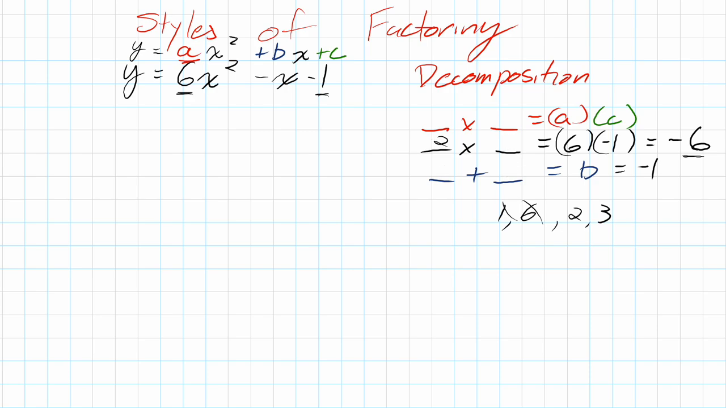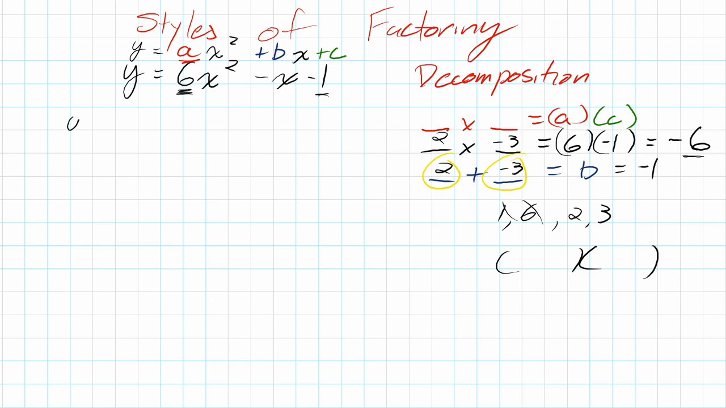We'll switch our way around again. 2 times negative 3 still gives us negative 6. And 2 plus negative 3, that gives us our negative 1. So there we go. We have got our two terms, 2 and negative 3. But unlike in the original product and sum where we just put them directly into a set of brackets, we can't quite do that here, just because our a value is not 1.